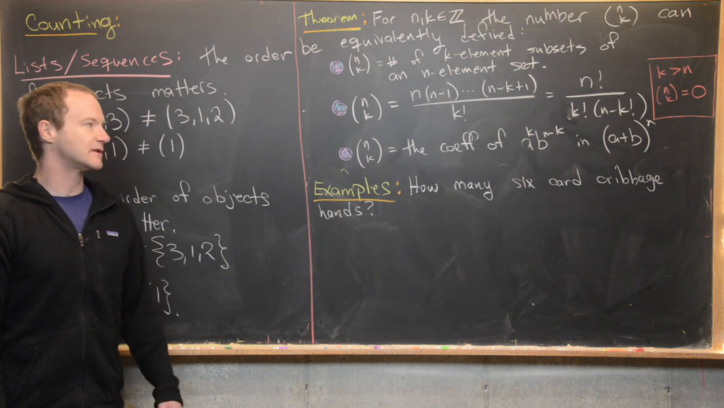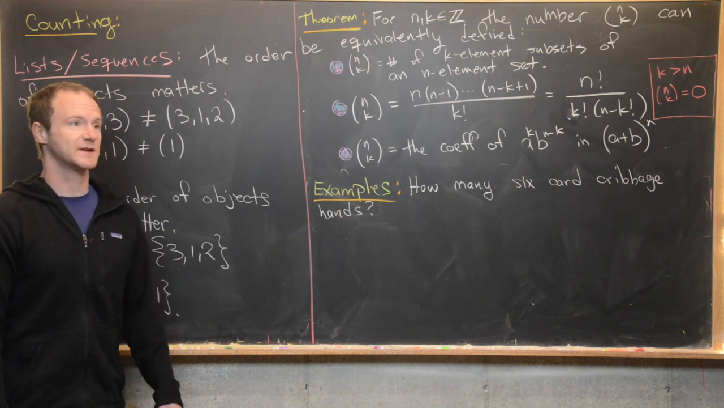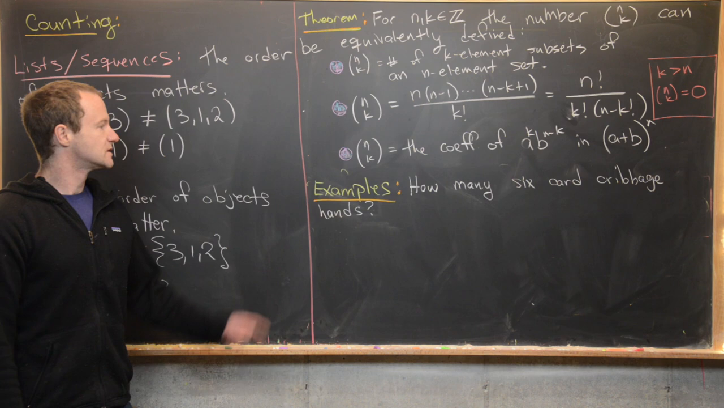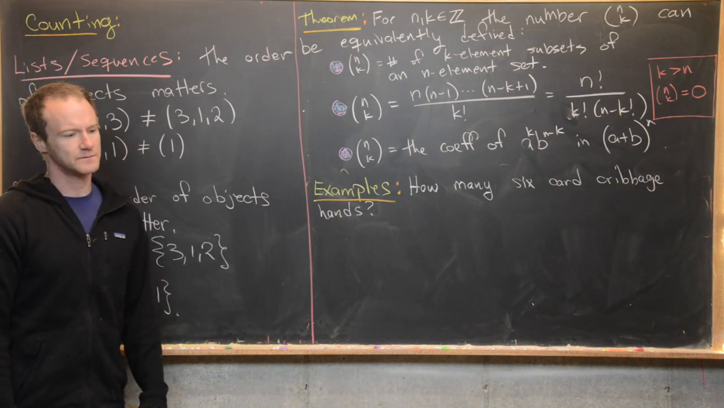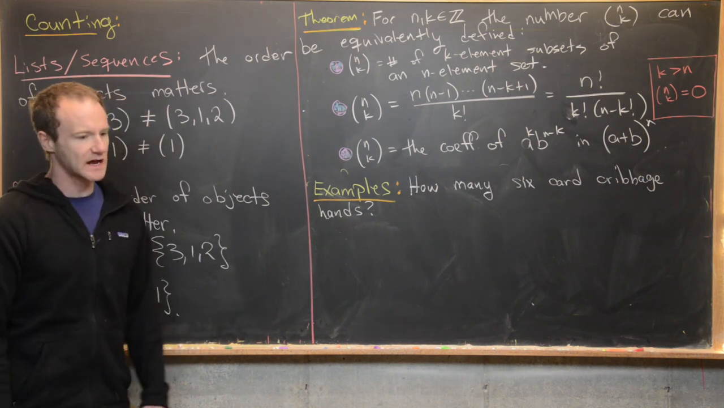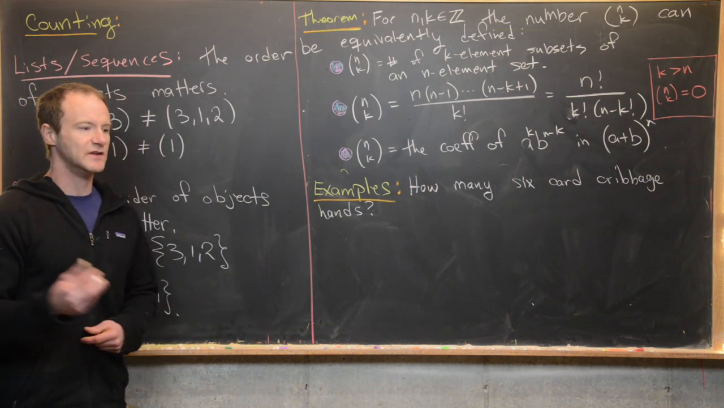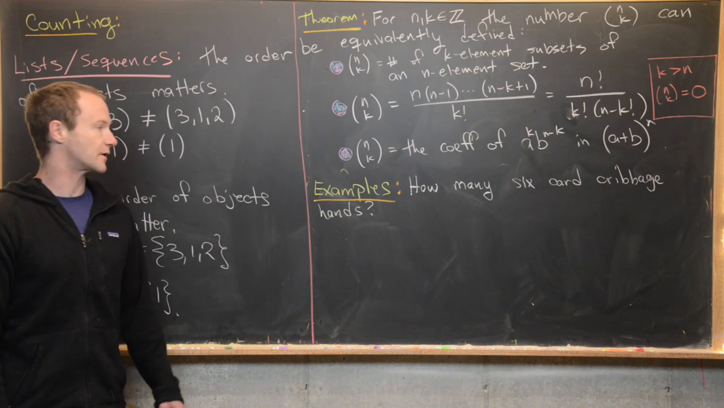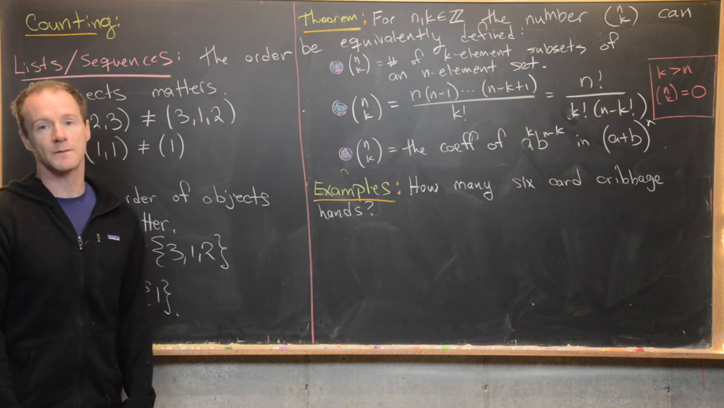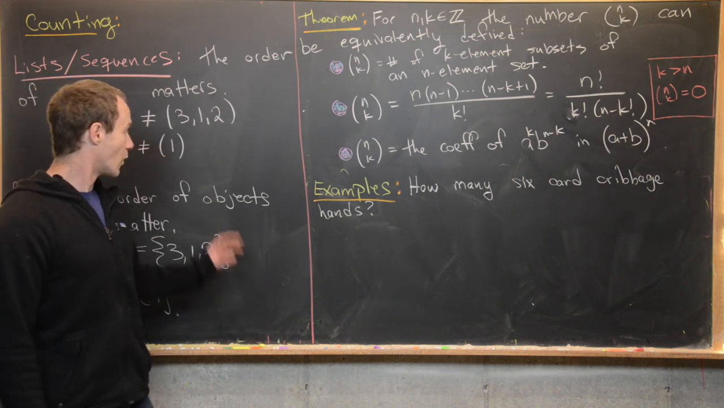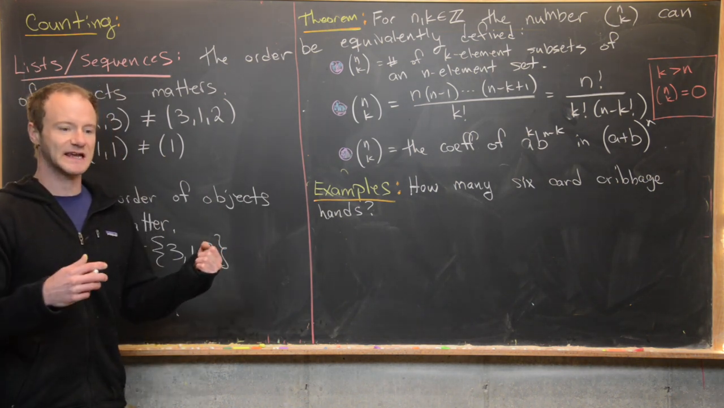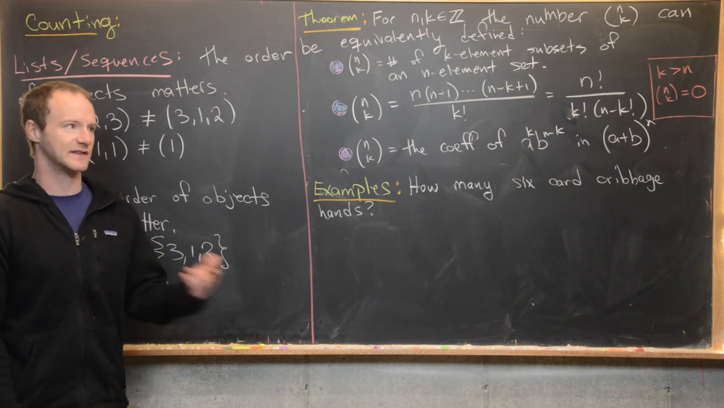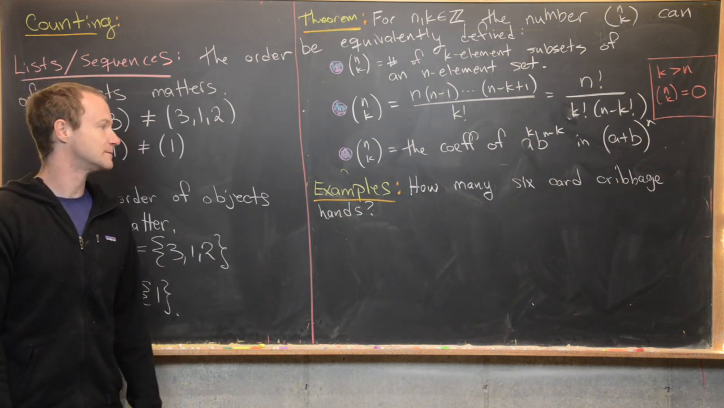So it's pretty common to build our examples out of card games because it's something familiar to a lot of people. So we're gonna count up how many 6 card cribbage hands there are. Cribbage is a card game, you get 6 cards, and then you discard 2 into something called the crib. Doesn't really matter what the rules are, but notice that the order doesn't matter of which cards you get. You could get an ace first and a king second. That would be the same thing as getting the king first and the ace second.